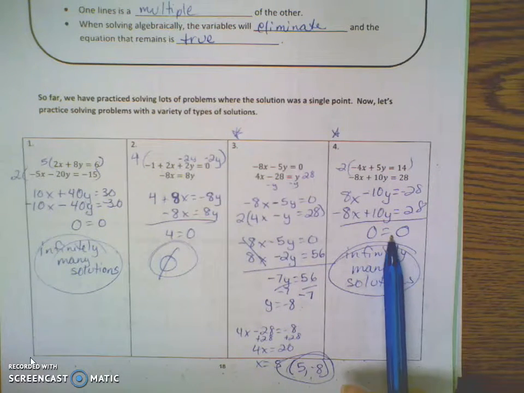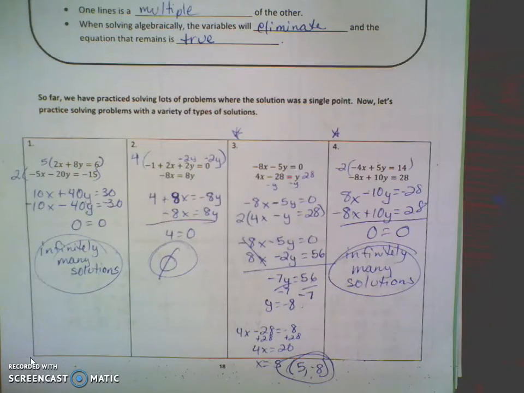And then for number 4, this one was 0 equals 0, so it was infinitely many solutions because that is a true statement, and it will always be true no matter what you put in for x and y.